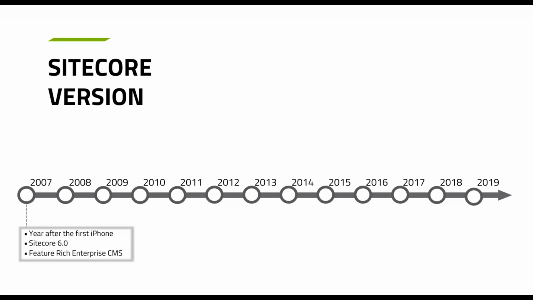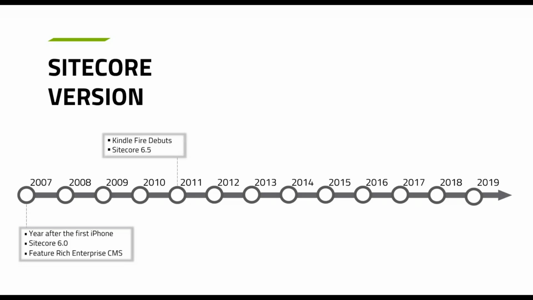This is when we first started getting our iPhones in our hands, starting to understand that there's more to marketing to our customers than just a web page or an email or a news flyer. Sitecore came out with Sitecore 6 at this point, being a full feature-rich enterprise CMS.